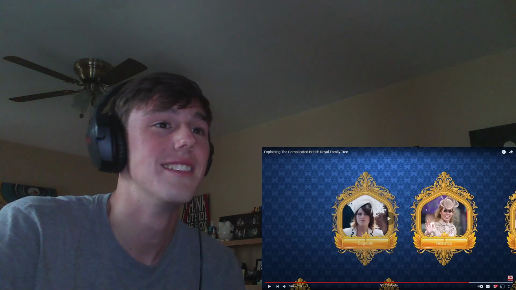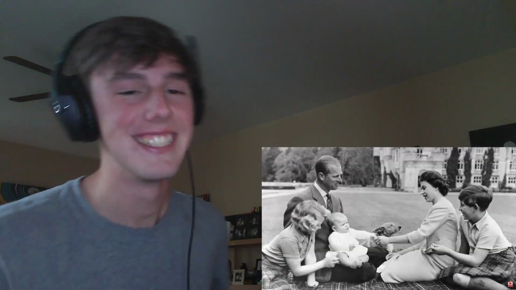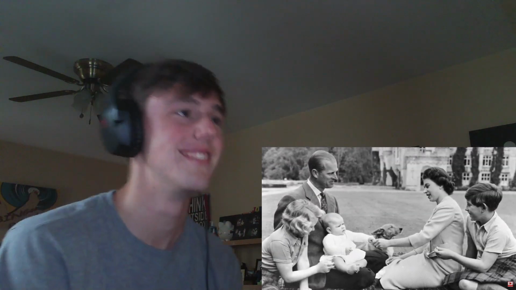Much like his sister, Princess Anne, Prince Andrew was once much higher up in the line of succession. He was born 2nd in line and is currently 7th.